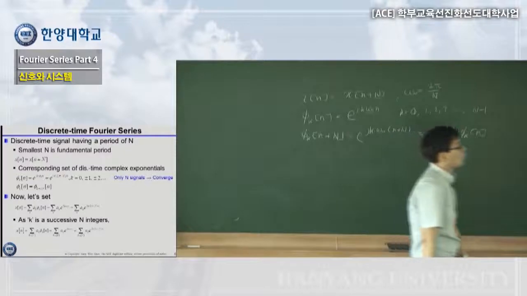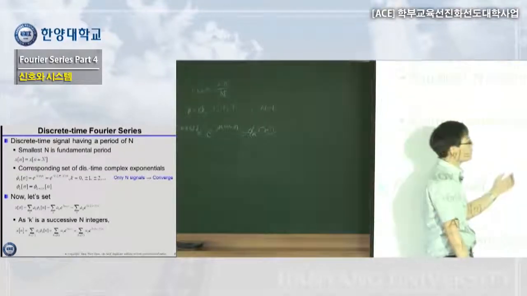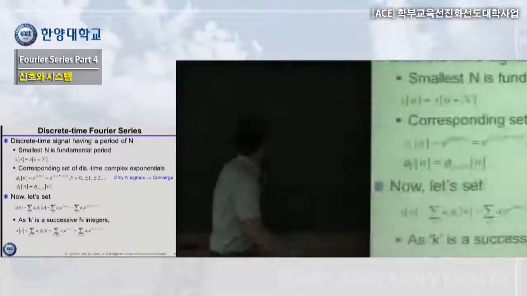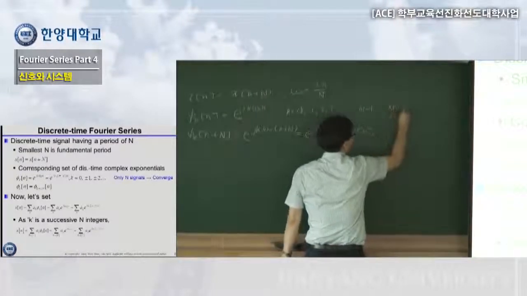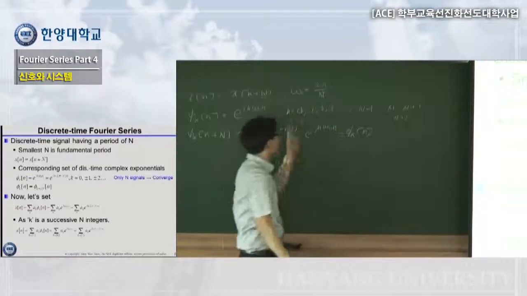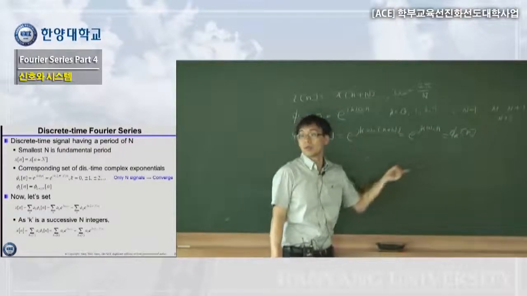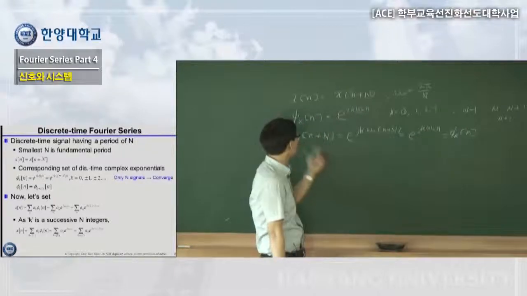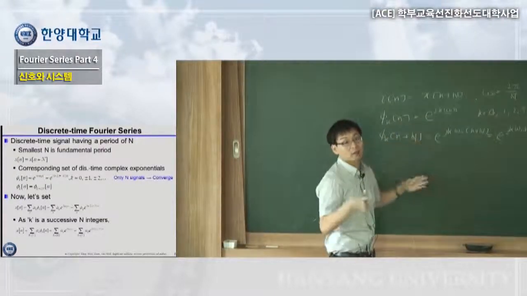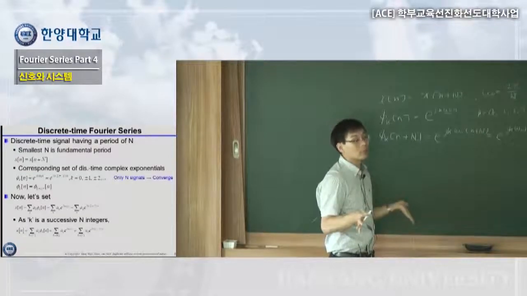And there's no meaning for it to be n plus 1, n plus 2, because they are repeating. They are repeating in every n. So that means this one has only a finite number of n. It doesn't have to be an infinite number.